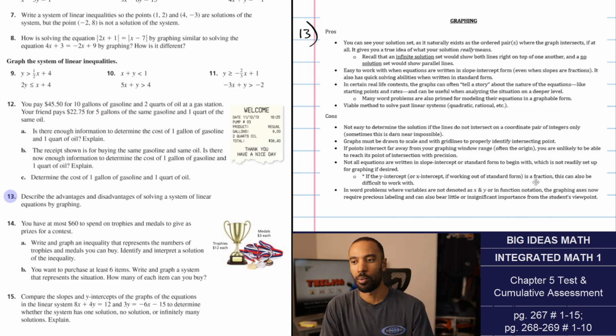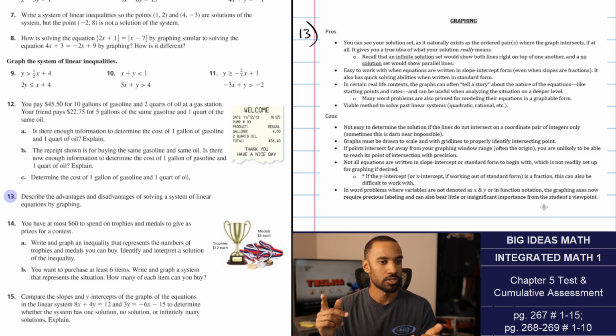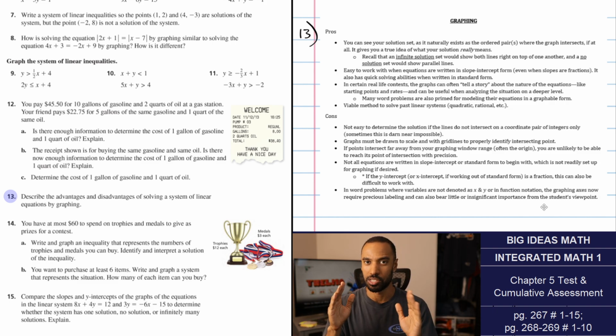If points intersect far away from your graphing window range, you're unlikely to be able to reach its point of intersection with precision. I did that literally. I forget if that was on this video or not, but there was one where we had like 623, and I was like, thank goodness I didn't have to graph that one, because I wouldn't be able to find that one, or I'd have to change the scale.